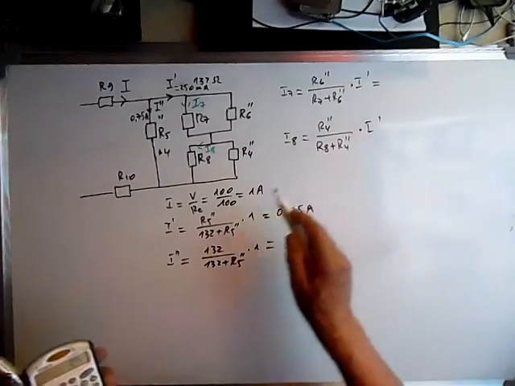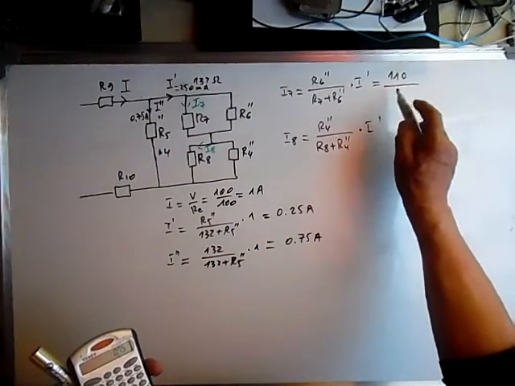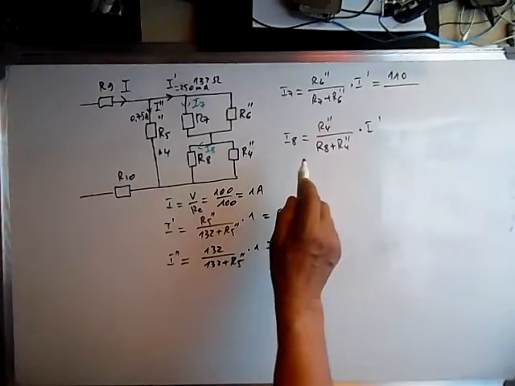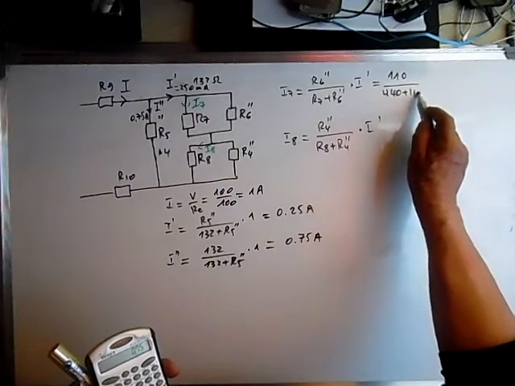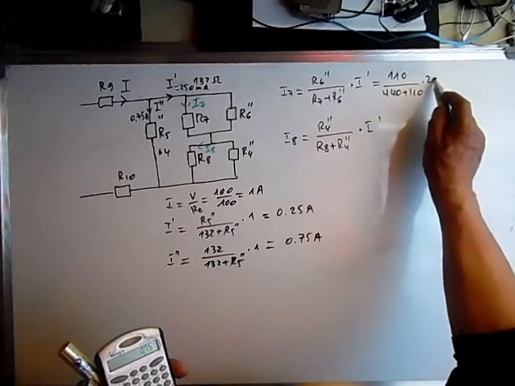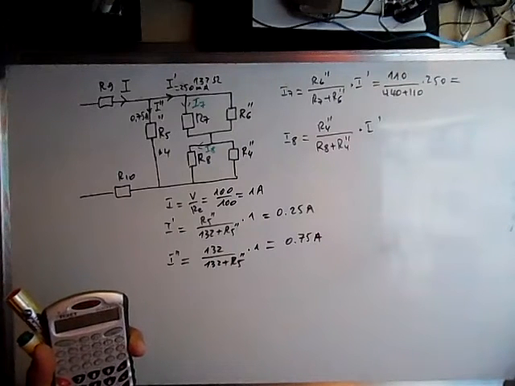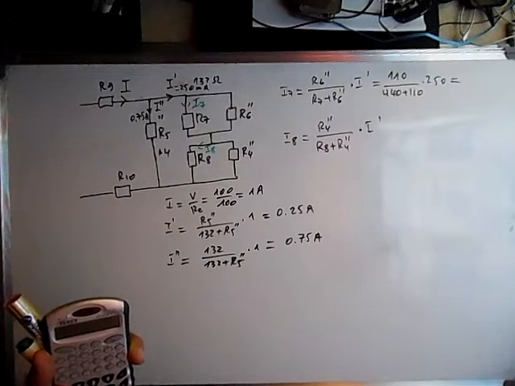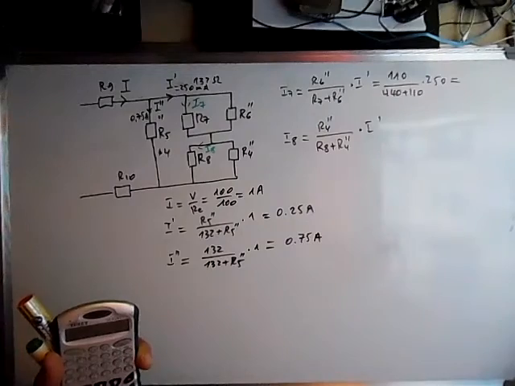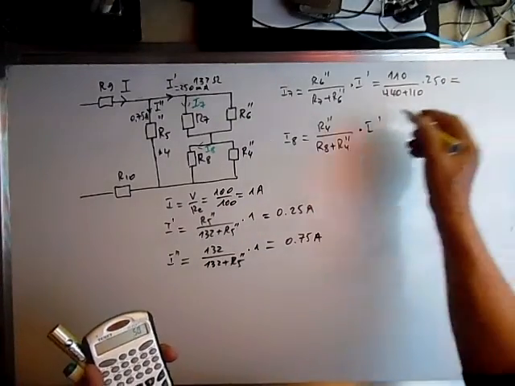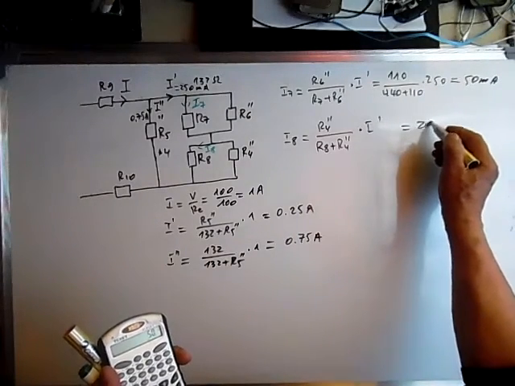So it means 110 over 110 plus 440, plus 110 times 250 milliamp. Okay, 440 plus 110, 1 over times 110 times 250. So it means I7 is 50 milliamp and here it's 200 milliamp.